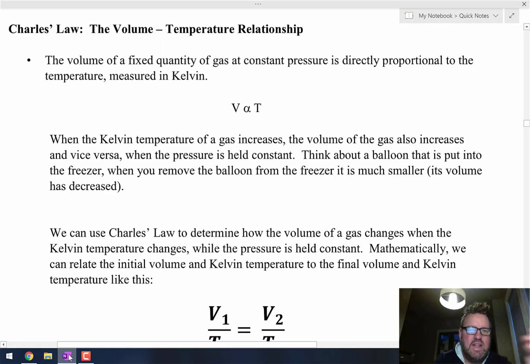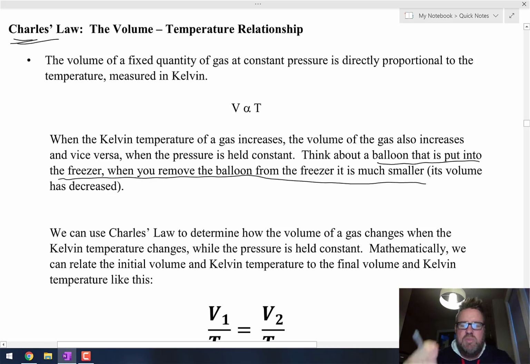What that leads us to is the idea of what's called Charles' law. Now these names, Boyle's law, Charles' law, you don't need to remember the names of them, but you should understand them. The thing that helps you remember Boyle's law is the water bottle. The empty water bottle, you squeeze it, the pressure goes up, the lid goes shooting off. The thing that helps you remember Charles' law is a balloon that's put into a freezer. When you remove the balloon, it's much smaller because its volume has gone down.